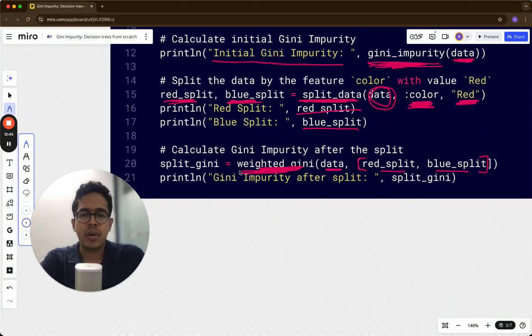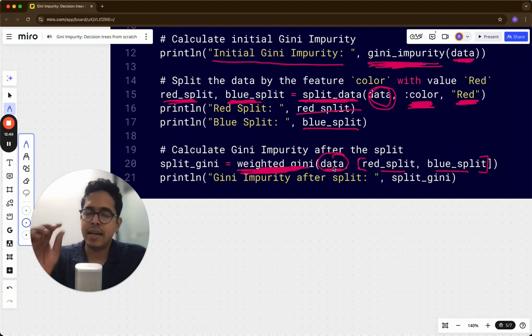After that, we calculate the weighted Gini impurity using the original dataset. This original dataset is only used for calculating the total number of data points. Instead of passing this dataset, we could also simply pass the length of the dataset. That would have also been fine. And then the red split and blue split we are passing as a single variable. And red split is the child 1, blue split is the child 2.